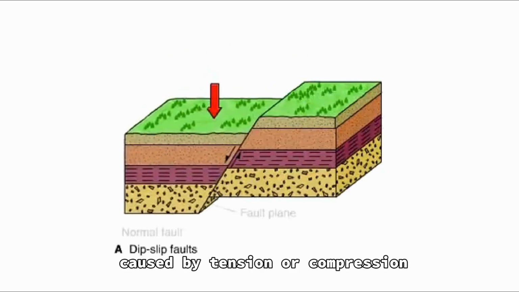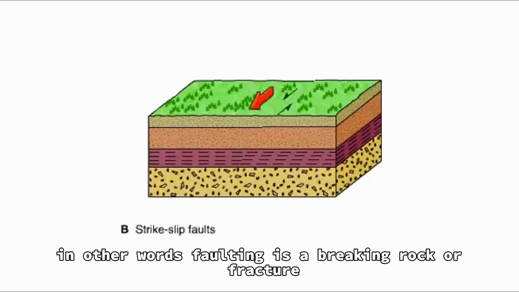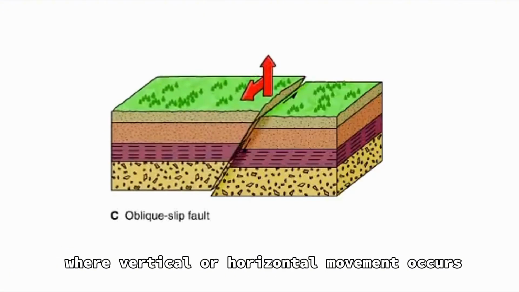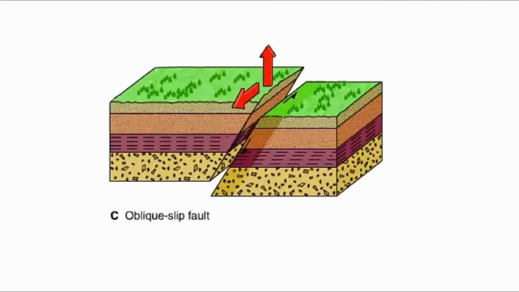Faulting is the breaking and displacement of brittle rock strata caused by tension or compression. In other words, faulting is a break in rock or fracture where vertical or horizontal movement occurs. There are also different types of faulting that occur due to the different directions plates can slip and slide to.